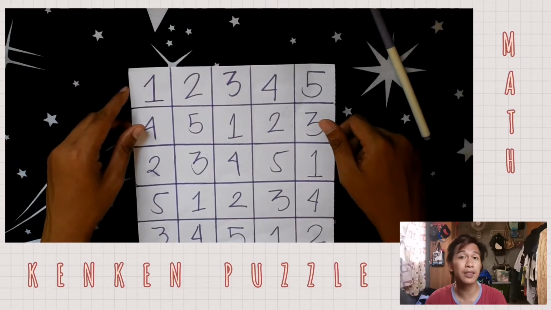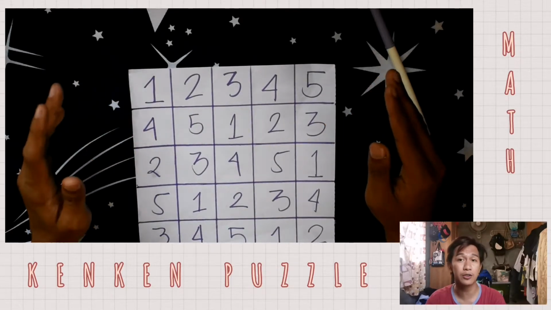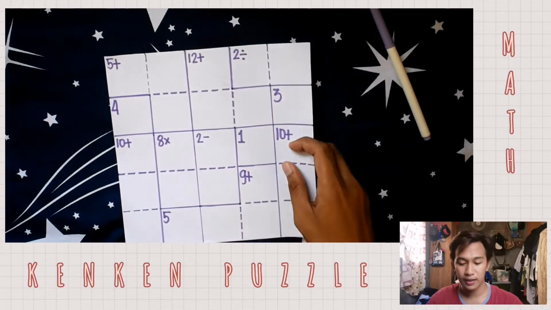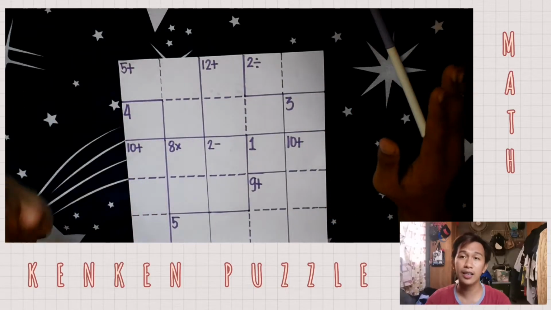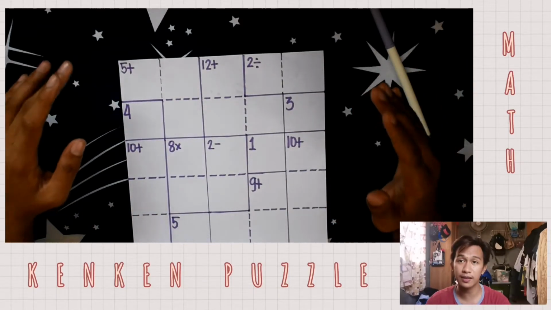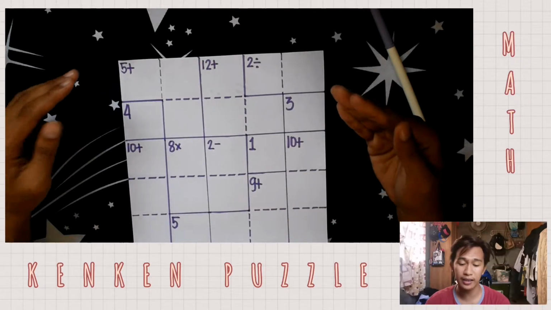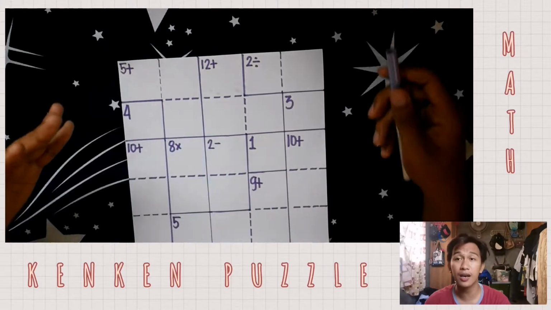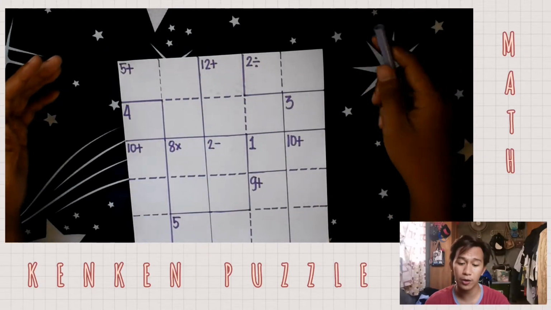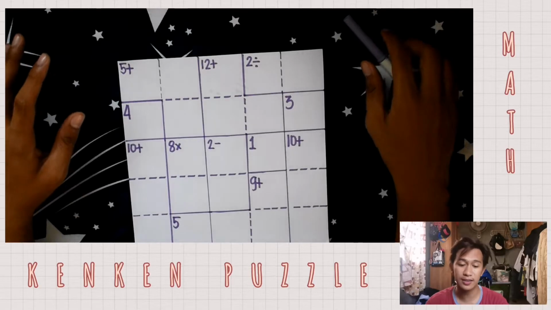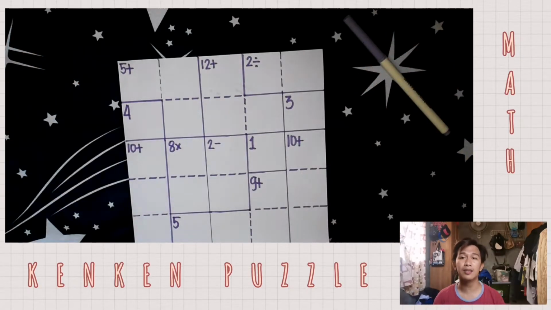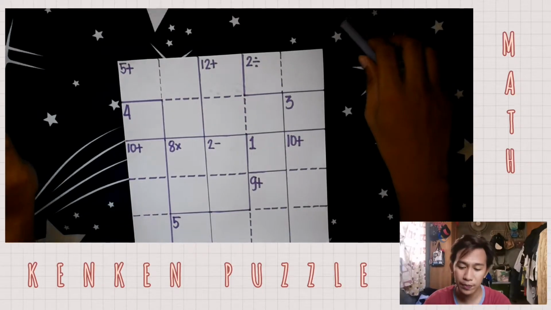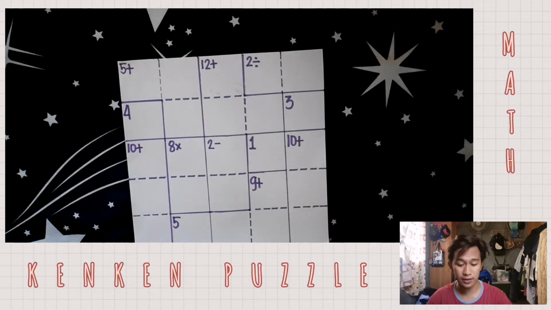KenKen Puzzle uses mathematics in identifying which number should be filled in each box. Let's say this is your KenKen Puzzle. In KenKen Puzzle you must be observant during your play. You should observe these broken lines and solid lines because they have meaning on how you are going to use the operations in KenKen Puzzle. KenKen Puzzle uses operations such as addition, subtraction, multiplication, and division. So, let me explain to you how this game goes.